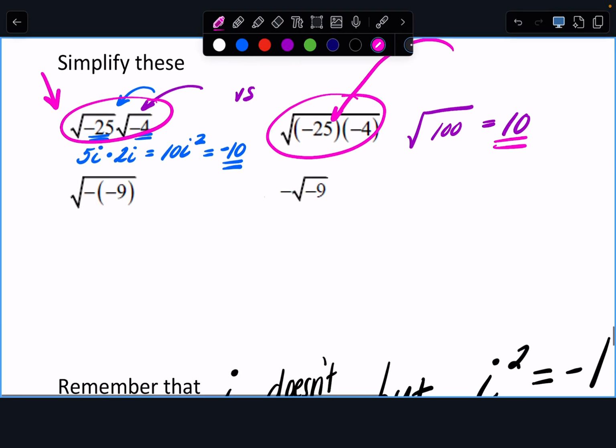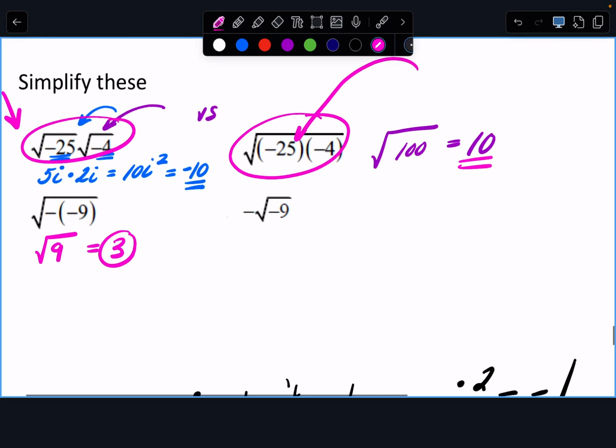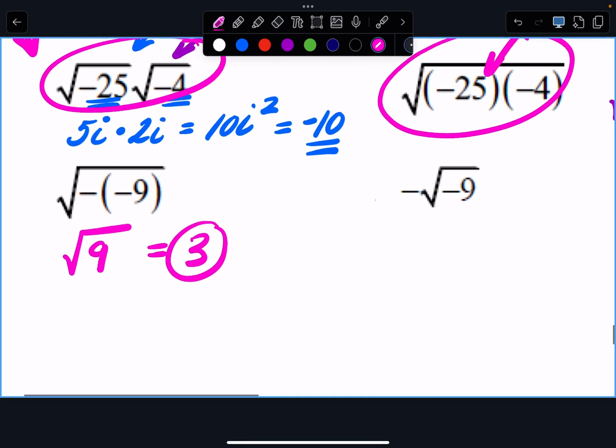Okay, so what's this one going to be? Isn't that just the square root of 9, which is 3? What's this one? The negative is outside. So we simplify the radical. What would we get? 3i, and there'd be a negative in front.